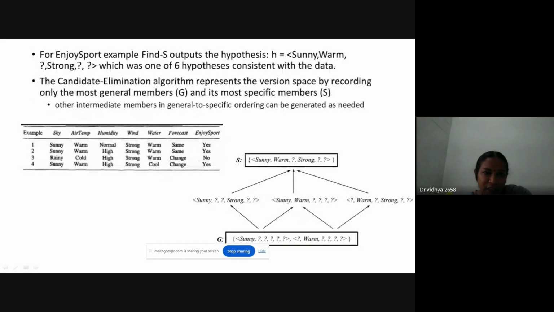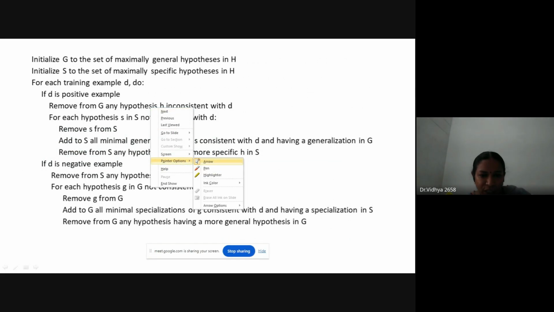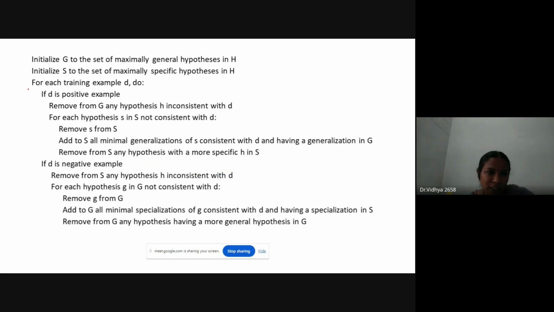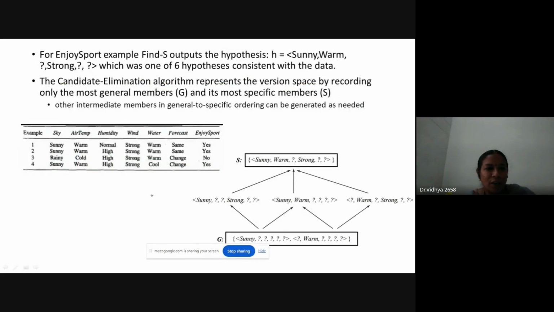Then we have seen the algorithm as such, for both positive instances as well as negative instances. This part is all about positive instances, which we discussed yesterday. The rest of the things are for negative examples. If the examples are negative, then we move from the general hypothesis to the specific, as given here. Okay, then we get into this data set.